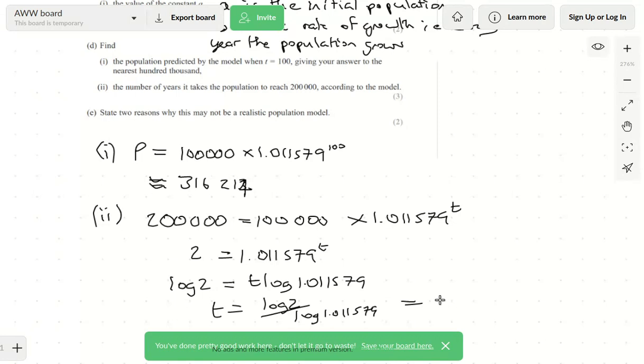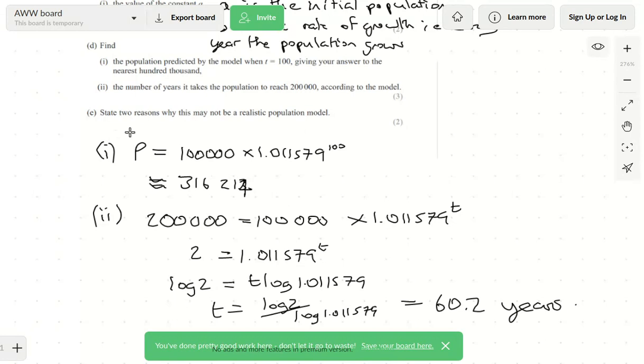You've probably got your own way of doing this. That's cool. Where's my log button on my calculator? Oh, they're all mixed bases now. I'm a dinosaur now. 1.011579. Okay, I'm getting 60.2, and I think t is in years, so 60.2 years. Okay, so there we go. That's the number of years it takes for the population to reach 200,000, according to the model.